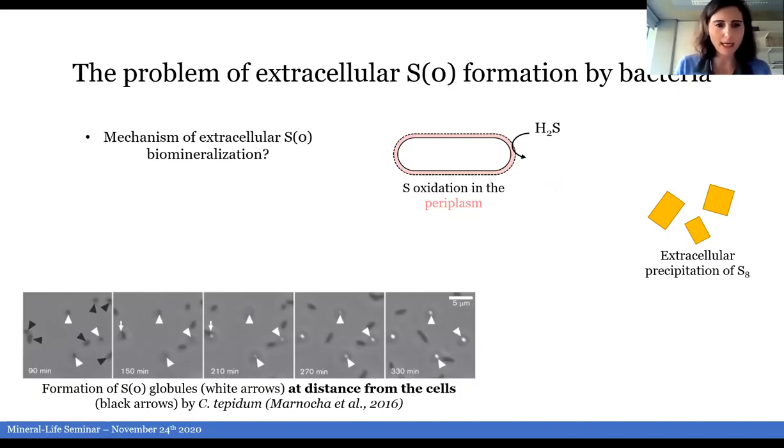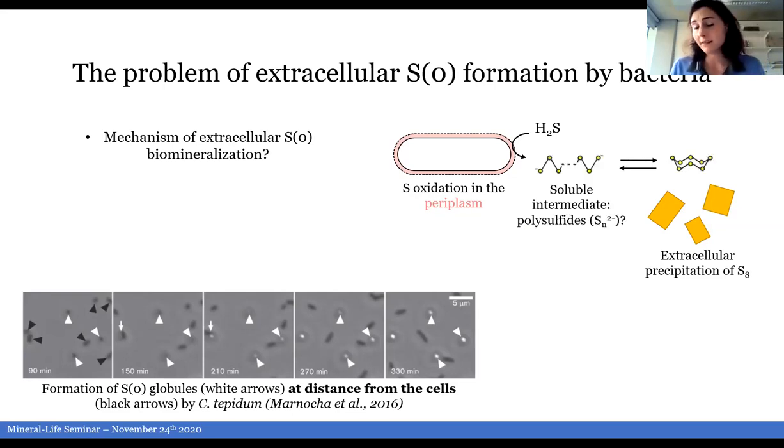It has been shown by time-lapse imaging by Cosmidis in Clara Chan's lab, where here you have a series of time-lapse images with microbial cells of a sulfur-oxidizer, C. tepidum, shown by the black arrows. This microbe is precipitating extracellular sulfur globules, shown by the white arrows. And what's very interesting is that they show that the sulfur globules form not in the direct vicinity or in contact with the cells, but at distance from them. So this means we need a soluble intermediate between the cell wall and the extracellular medium where the minerals precipitate. And people think it could be polysulfides, but it has not been fully demonstrated.